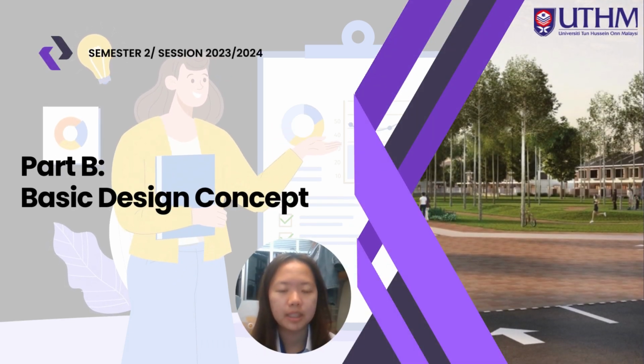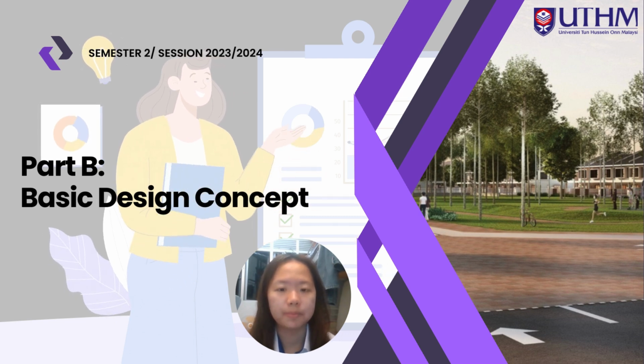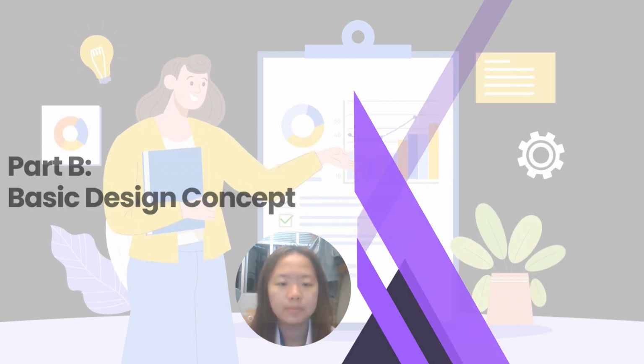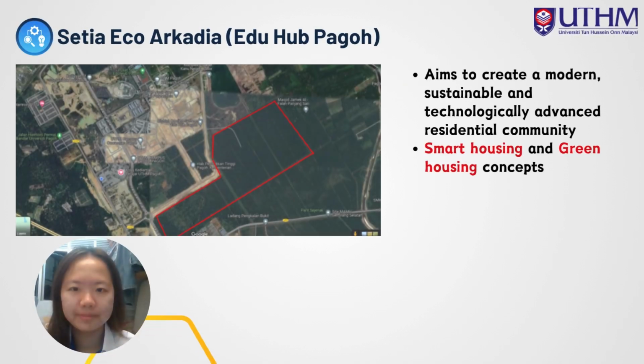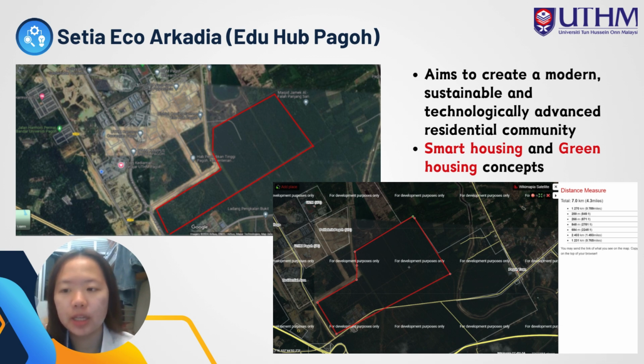Good day to all. My name is Melody and now I'll introduce part B of our project, Basic Design Concept. Setia Eco Arcadia, which is located in the EduHub Pagoh, is a growing educational and innovation hub in Malaysia. This project aims to create a modern, sustainable, and technologically advanced residential community. This development will integrate smart housing and green housing concepts to provide residents with a comfortable, secure, and environmentally friendly living environment.